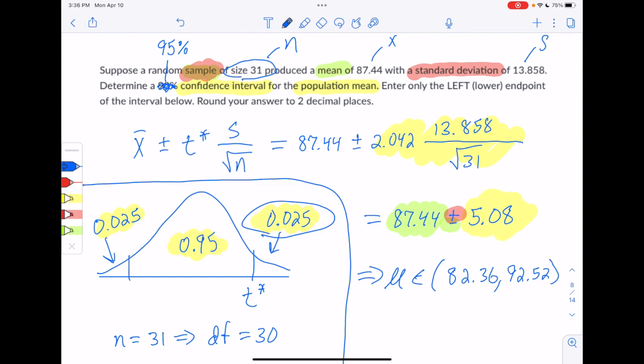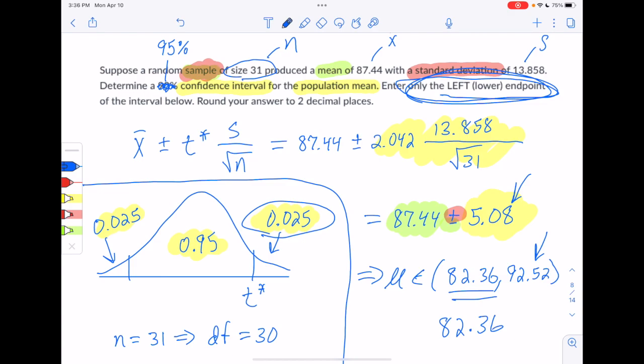However, they also said only enter the left or lower endpoint for our answer. So sometimes they ask us for the margin of error right there. Sometimes they ask us for the right or upper endpoint right there. This time they asked us for the lower or left endpoint right there. So what's going to go into that active learning answer box for this version of the question is that number right there, the 82.36.